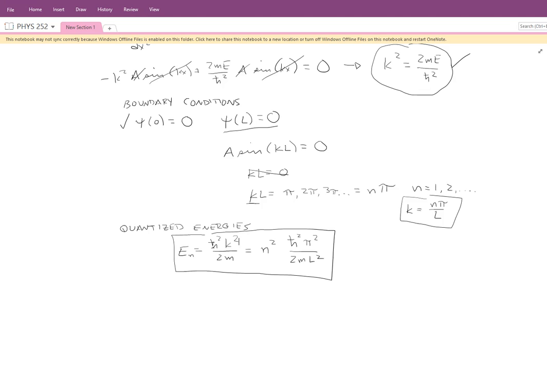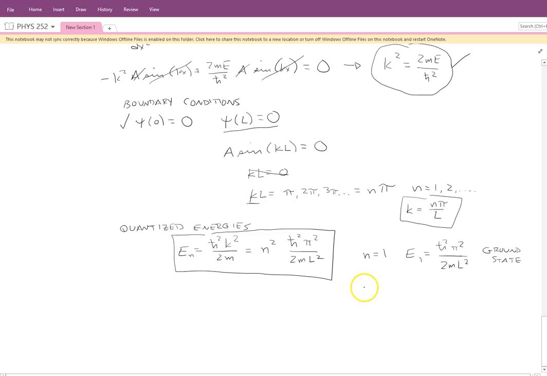So what's the lowest energy it can have? Well, that would be n equal 1, right? And E1 would be h bar squared pi squared over 2mL squared, whatever that turns out to be. M remembers the mass of the electron. This would be what we would call the ground state, analogous to, right, the hydrogen atom ground state.